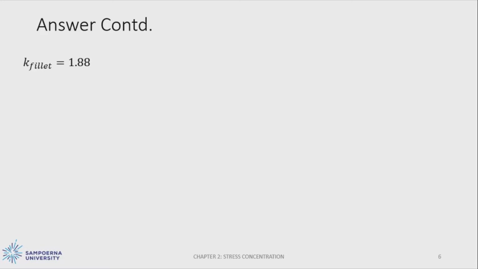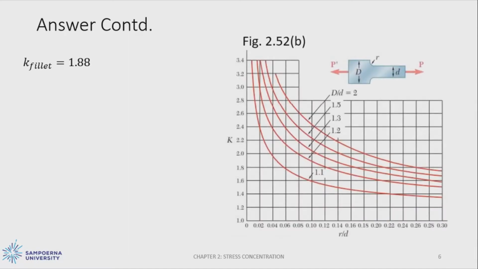Then to find the radius of the fillet, we need to look at figure 2.52b. But by knowing K only, we can't directly find the radius of the fillet. We need one more parameter, which is the bigger D over the smaller d, so we need to calculate it first. For this question, D over the smaller d is 1.6.